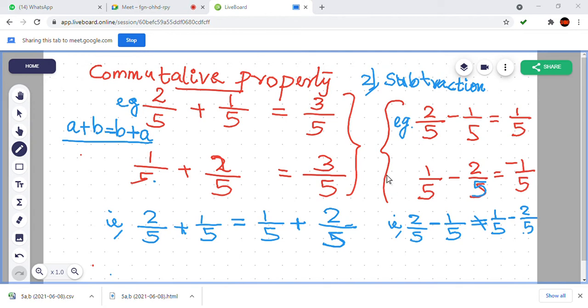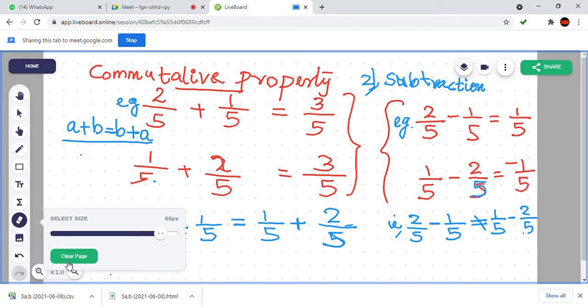Or otherwise that will affect your studies. Okay, now we can move to multiplication. So you can give the next heading, multiplication.